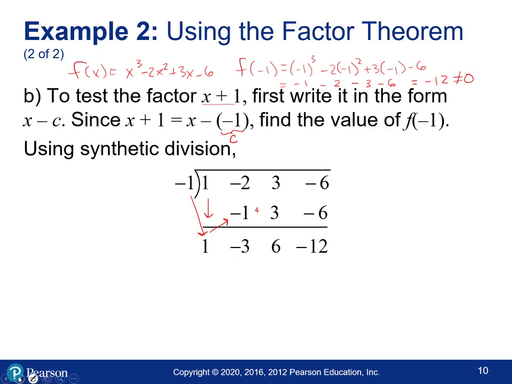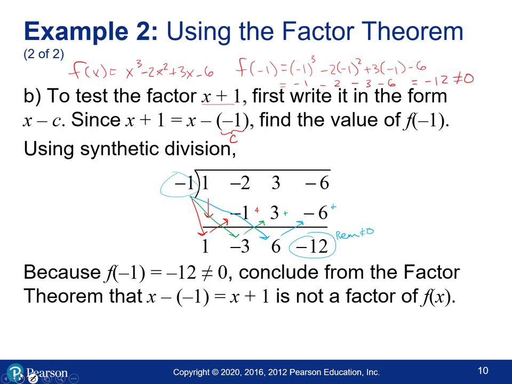And then you multiply again. Let's change colors. Negative 1 times negative 3 is 3. You add those, and you get 6. Then you do that again. Negative 1 times 6 is negative 6, and you add those, and you get negative 12. Because this is the remainder right here, if this is not 0, then you know that this was not going to go into one of your factors. So we just used our factor theorem, but also proved it using synthetic division, that when we rewrite this polynomial, it's not going to have a factor of x plus 1.